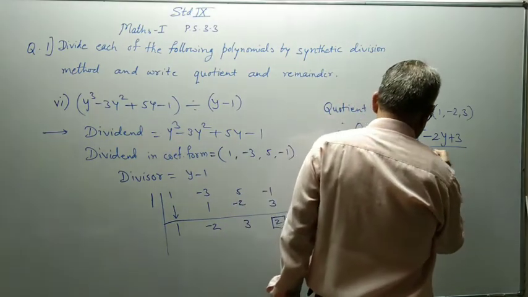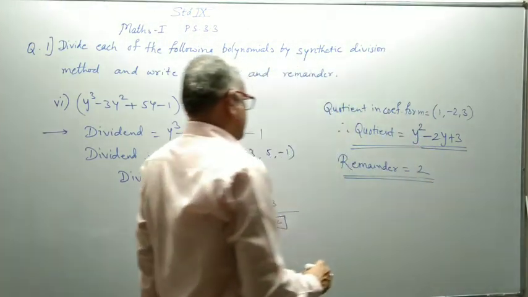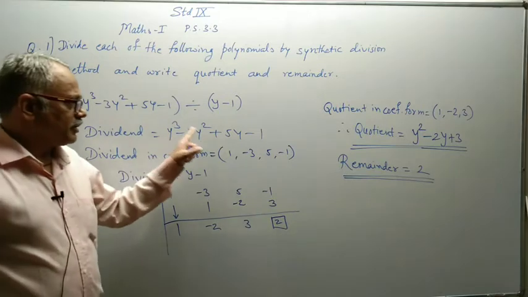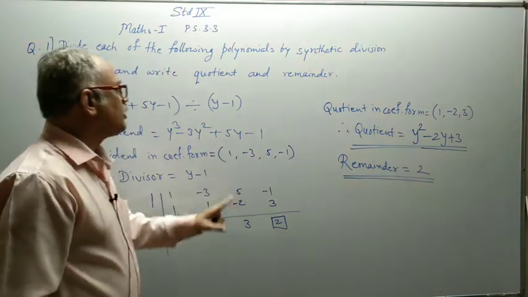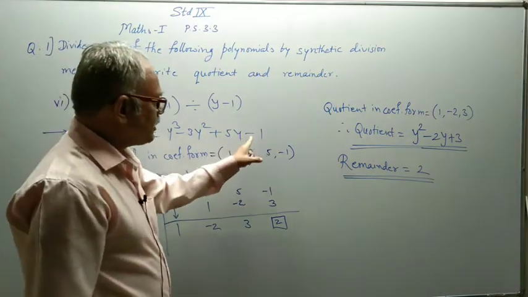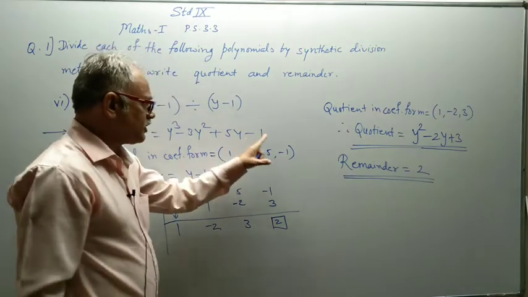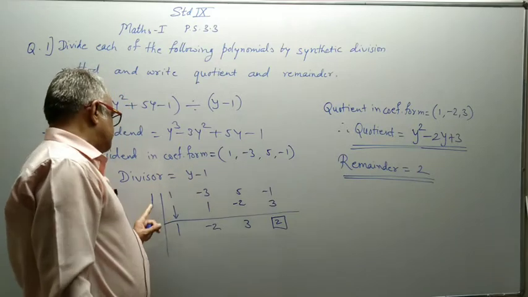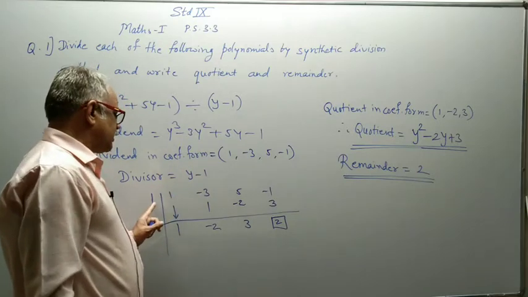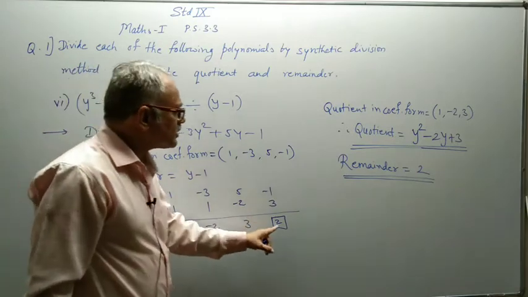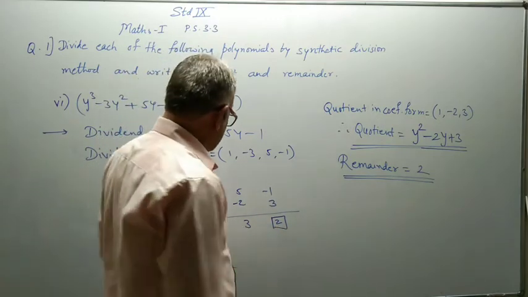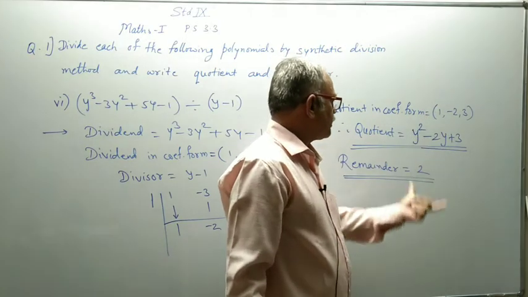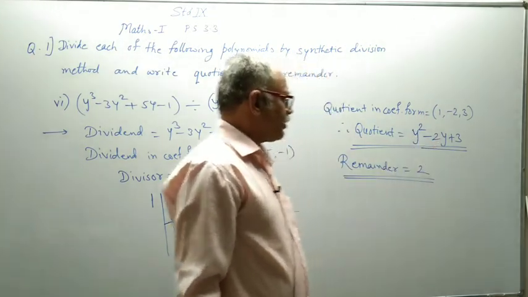So neatly observe before writing what is done. Try to make it understand. First you have to write the dividend in coefficient form with all terms. If a term is absent, you have to introduce 0. Even the constant term must be present. Then if the divisor is y minus a, you have to write plus a. If it is y minus 1, write 1. And then do the process. The last term, last box, is the remainder. The remaining is the coefficient form of the quotient. Convert it into index form.